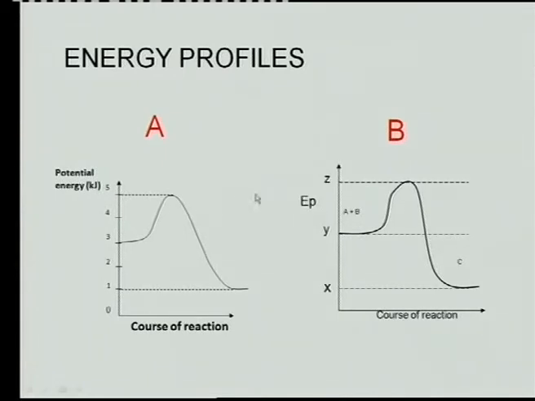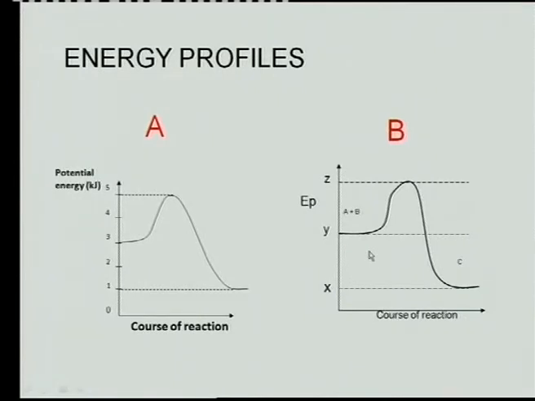Okay. Let me go to graph B. It might be slightly more difficult. What comes on this axis? Oh, the potential energy, EP there. What comes here? The course or the steps in the reaction. What does A plus B mean? And what does C mean? A plus B is the reactants. And what is C? The products.